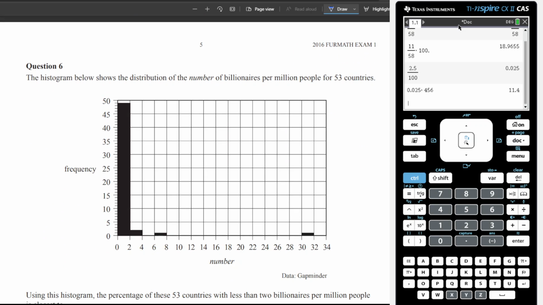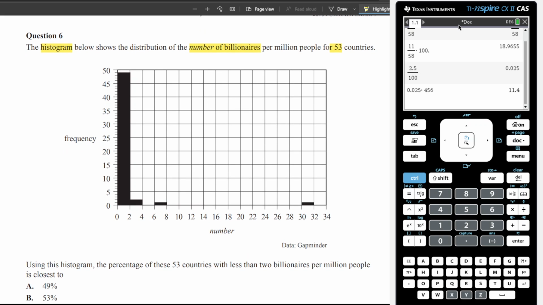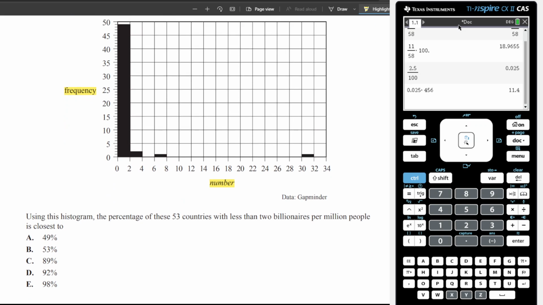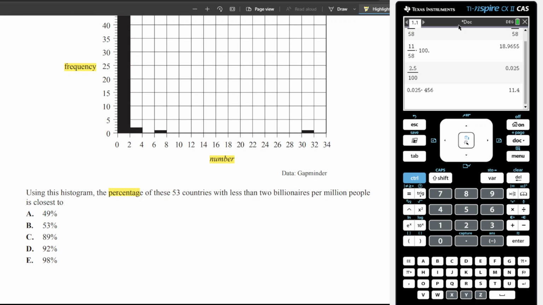Okay, question 6. So this is some new data coming up. The histogram below, so first of all, it's a histogram, shows the distribution of the number of billionaires per million people, 53 countries. So we've got the number of billionaires and we've got frequency. So this is univariate data and it's a histogram. Using the histogram, the percentage of these 53 countries with less than 2 billionaires per million people is closest to.